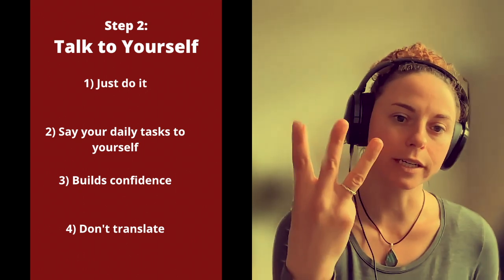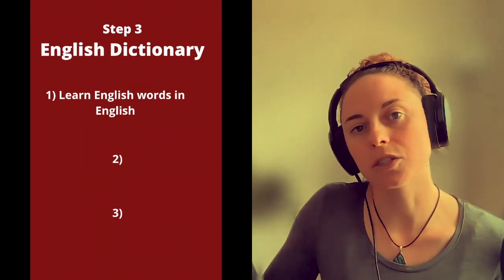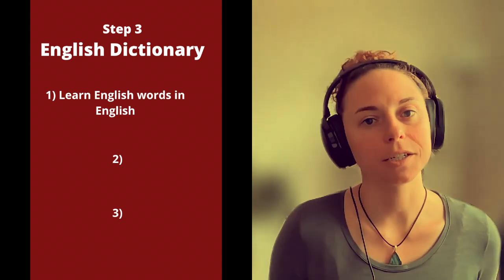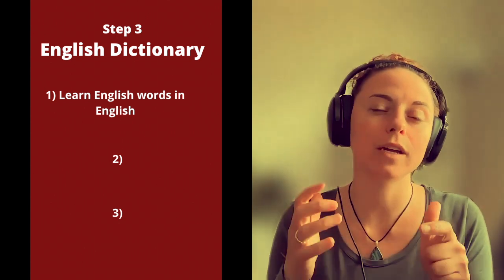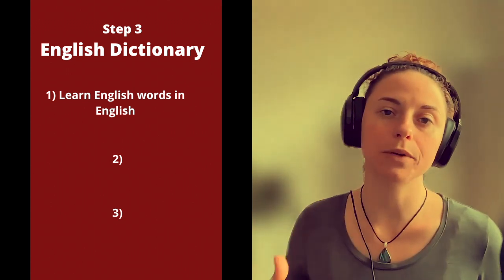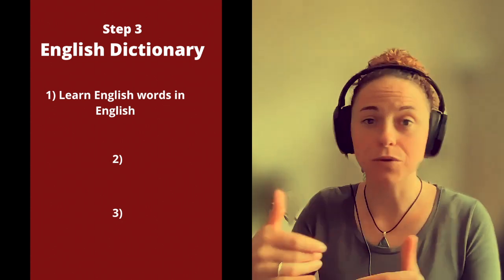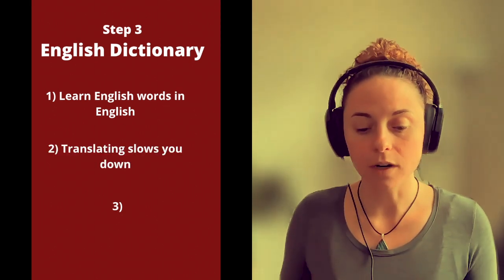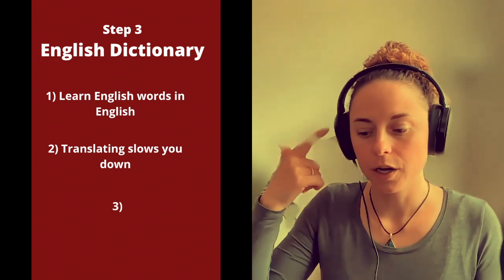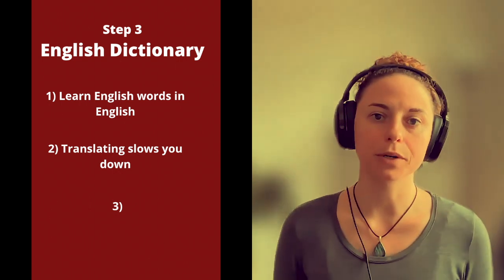Step 3, English dictionary. Don't translate English words into your native language. Look them up in an English dictionary and see if you can figure out what it means. This is going to help you think in English, because if you get a new word and you just translate it, when you go to have a conversation, when you try to think and recall that word, you're going to think in your native language, translate it, and then produce that word.